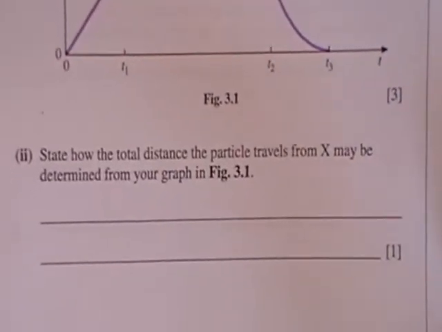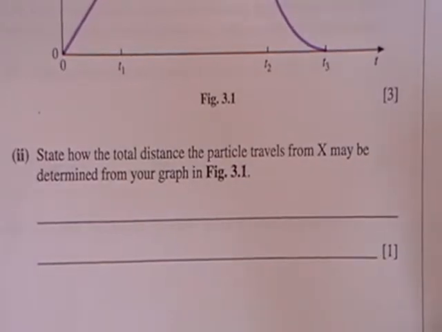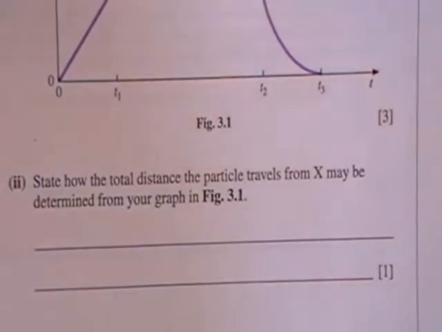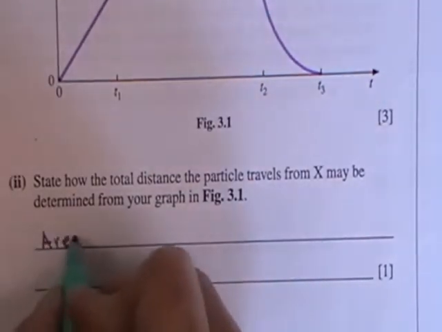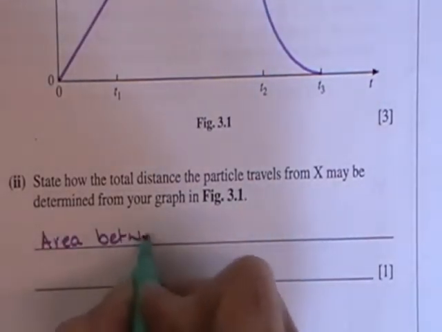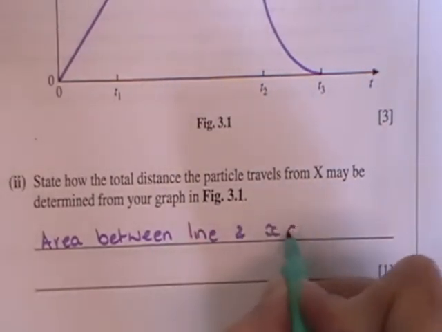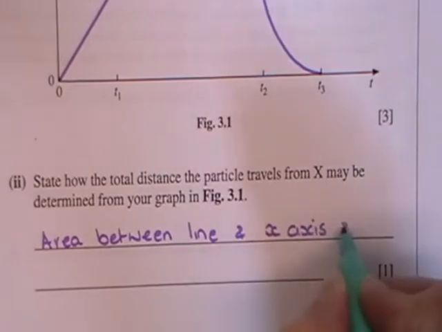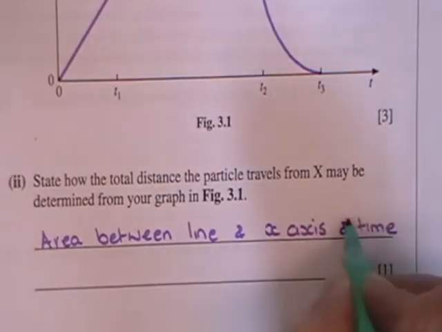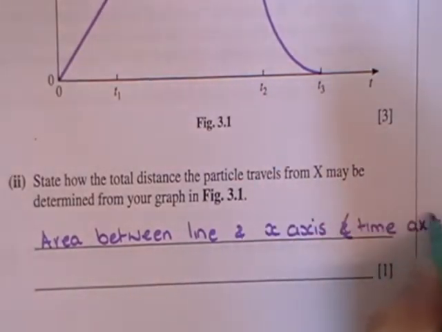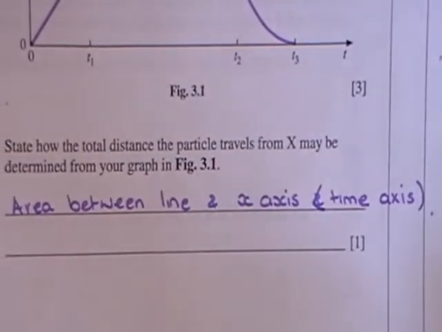State how the total distance the particle travels from x may be determined from your graph. So this is very similar to the last question. And again, you need to say that it is the area between the line and the x-axis, or the time axis. And that will get you your mark there.